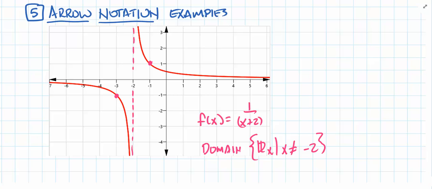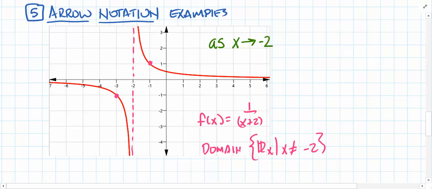But what I want to talk about now is arrow notation. So here's arrow notation, and it looks like this. We're going to say, as x values approach negative 2, this is the beginning of how to use limit notation and calculus notation. So as x approaches negative 2, what do I mean by that? I mean that as you're traveling on the x-axis toward the value negative 2, we're going to describe how our function is doing. f of x is doing what? That's what we're trying to get at.